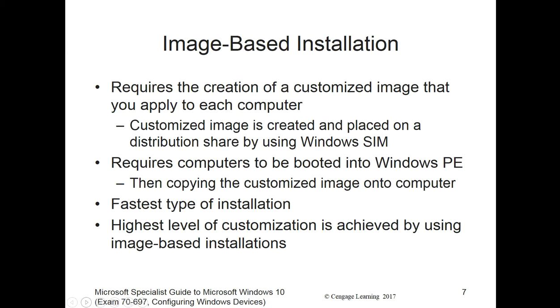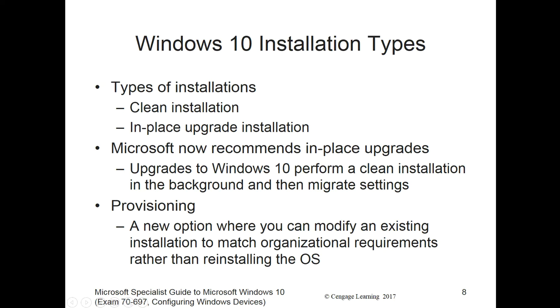to those client machines. Now let's proceed. Okay, the types of installations. We can do a clean install, or we can do an in-place upgrade installation. Microsoft now recommends in-place upgrades. Upgrades to Windows 10 perform a clean installation in the background, and then they migrate the settings. Provisioning is a new option where you can modify an existing installation to match an organization's requirements, rather than just reinstalling the OS.